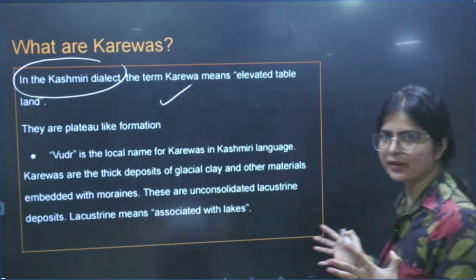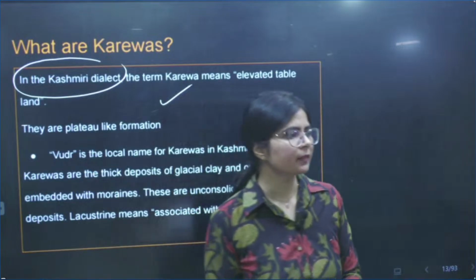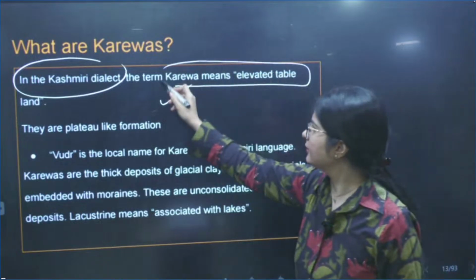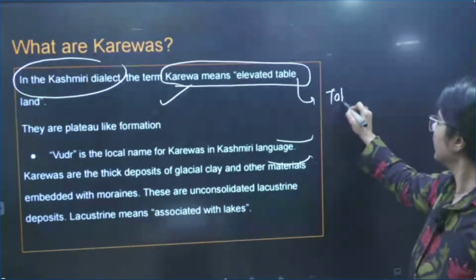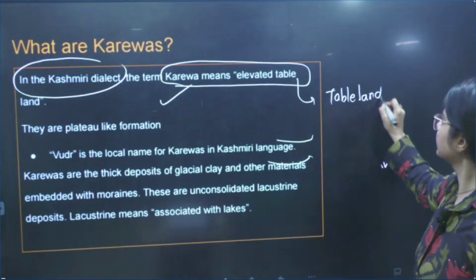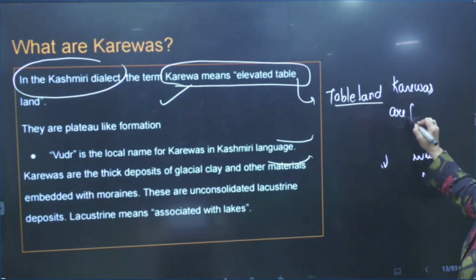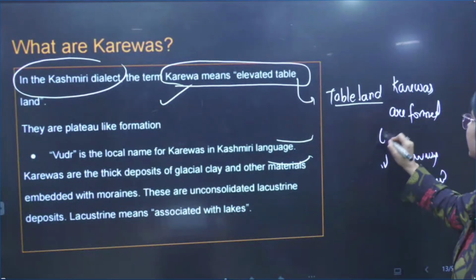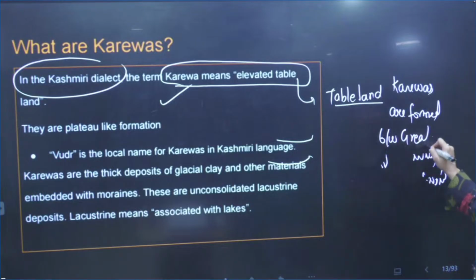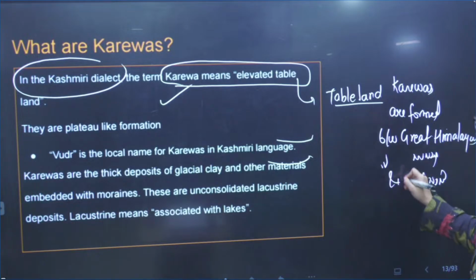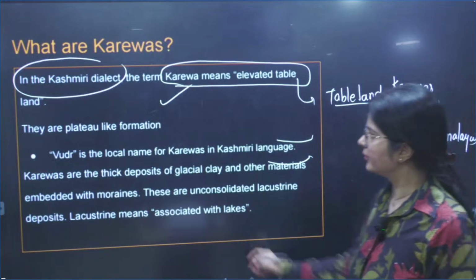Ultimately तो main आपका task है optional में लिखना अच्छा, ठीक है? So you can write it from here. The term Kareva means elevated tableland. And this is also one of the features that Karevas are formed between Greater Himalayas and Middle Himalayas. Next is they are plateau-like formation.